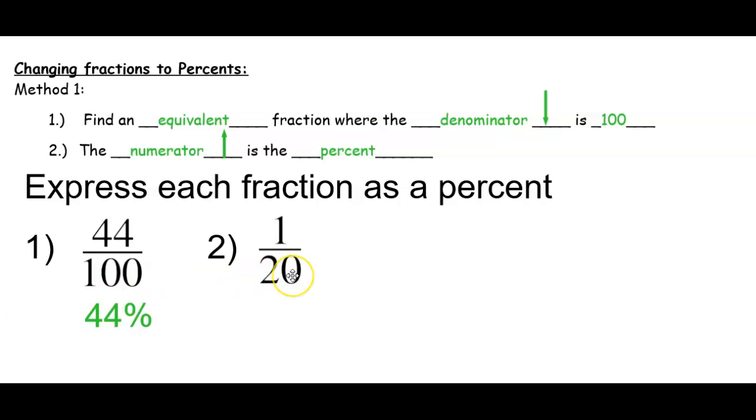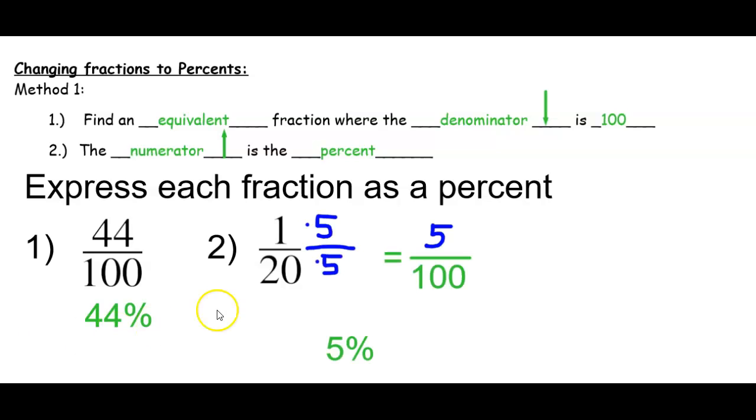Now, if in number 2, my denominator is not 100, you have to figure out what you'd have to multiply this number by to get to 100. So 20 times what is 100? Do it on the calculator. Divide 100 by 20. What number do you get? You should have got 5. So 20 times 5 is 100.